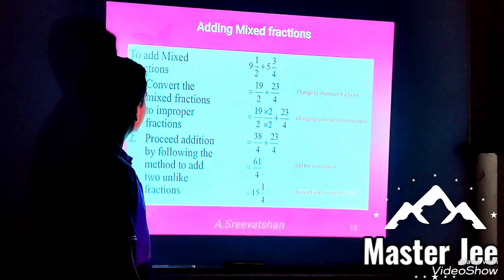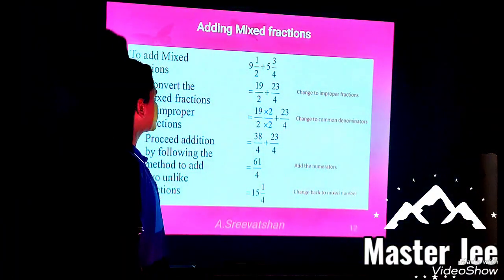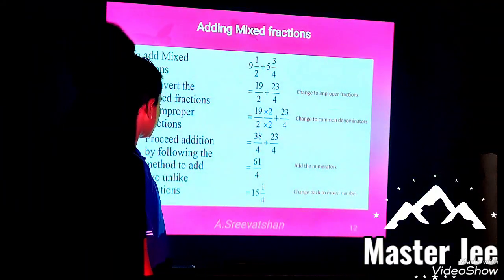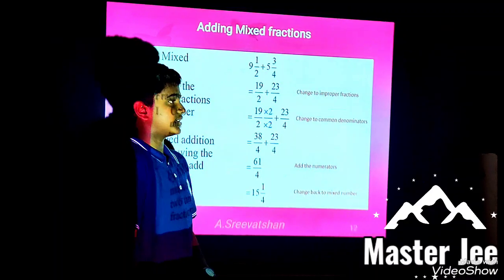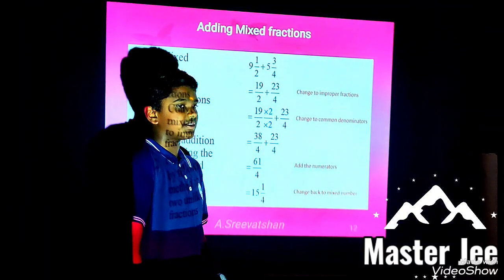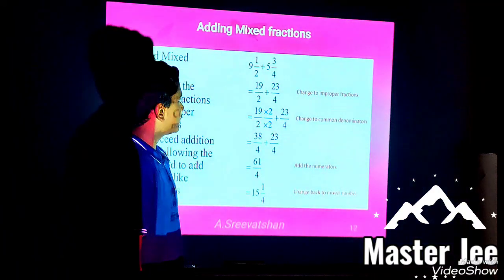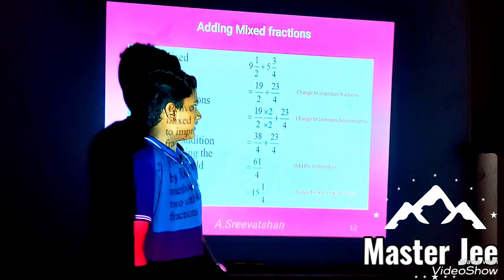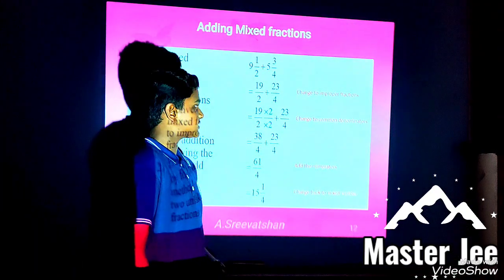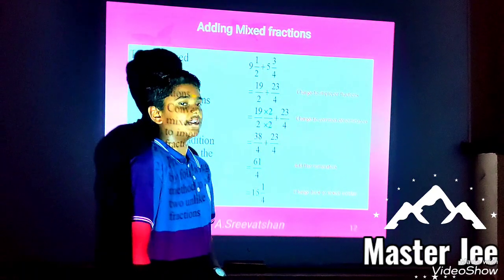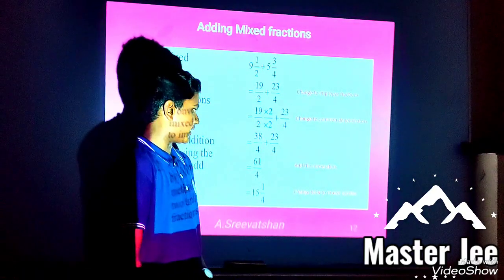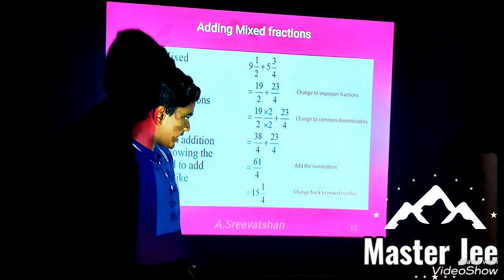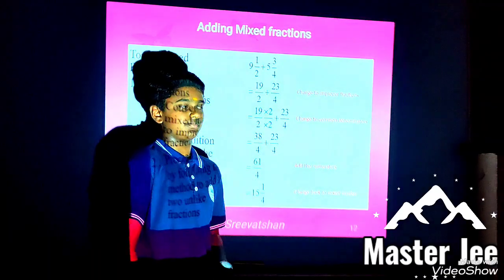Adding mixed fractions. To add mixed fractions, convert the mixed fractions to improper fractions. Proceed with addition by following the method to add unlike fractions. Here 9 1/2 plus 5/3 is equal to 19/2 plus 23/3. Change to improper fractions. 19 times 2 by 2 times 2 plus 23/4. Change to common denominators. 38/4 plus 23/4. Add the numerators. 61/4. Change back to a mixed fraction. 15 1/4.